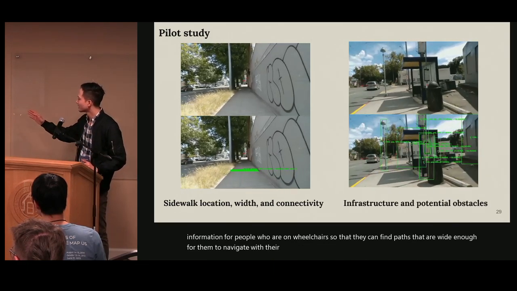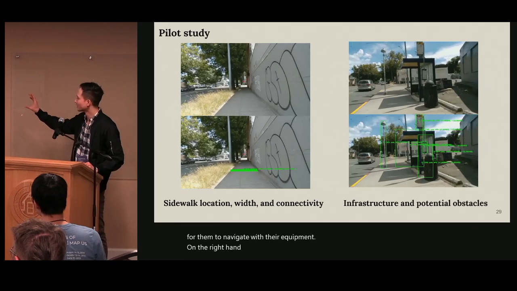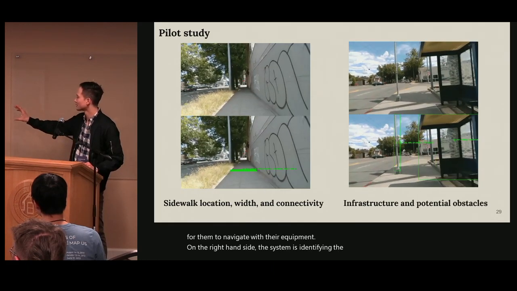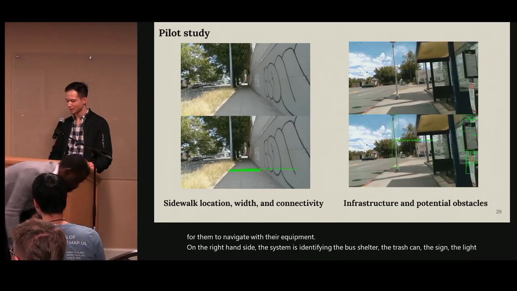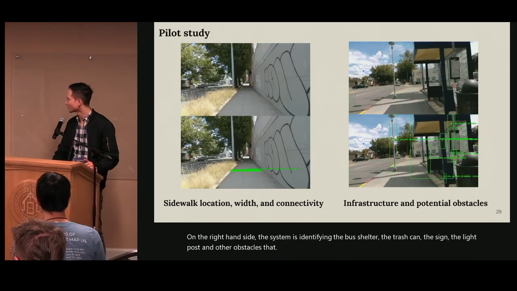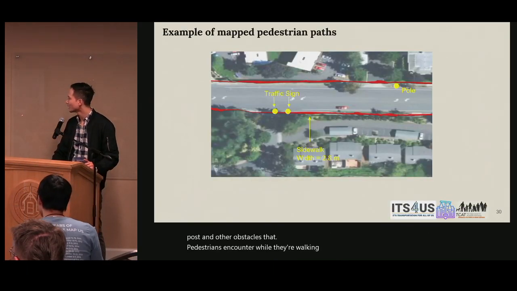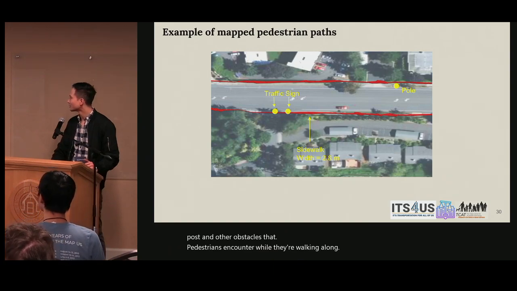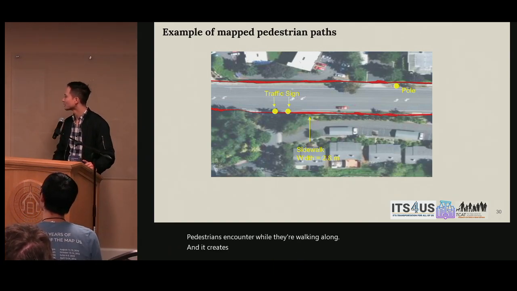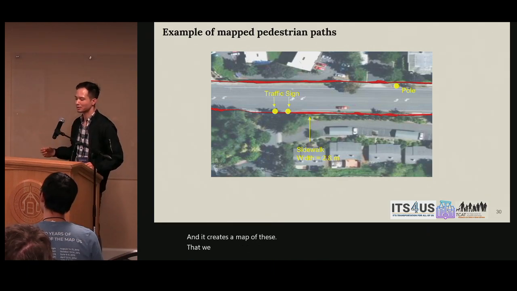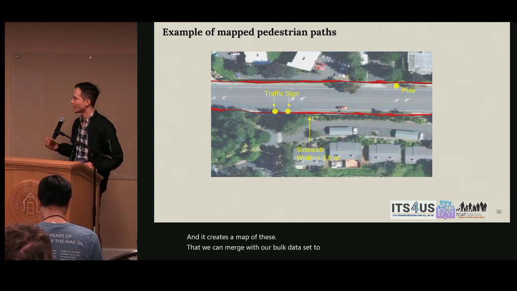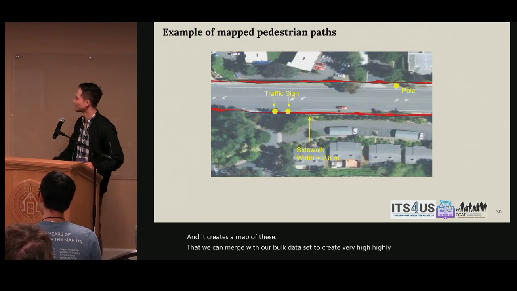On the right-hand side, the system is identifying the bus shelter, the trash can, the sign, the light post, and other obstacles that pedestrians encounter while they're walking along. And it creates a map of these features that we can merge with our bulk data set to create very highly detailed maps of these sidewalk environments.